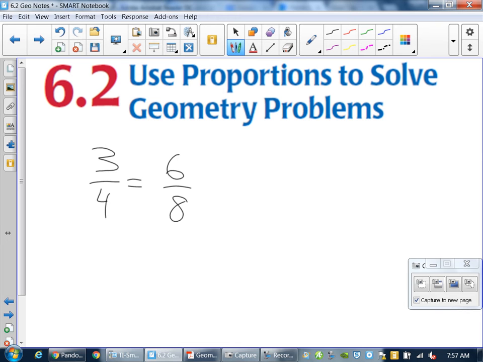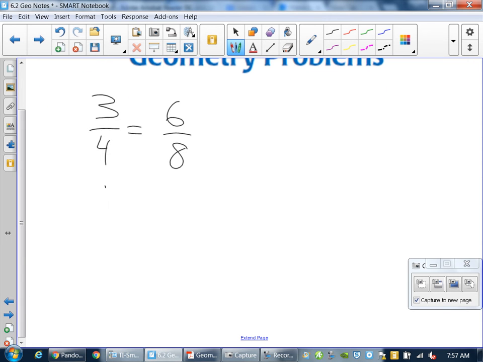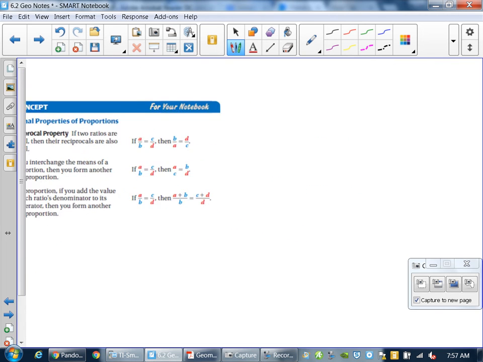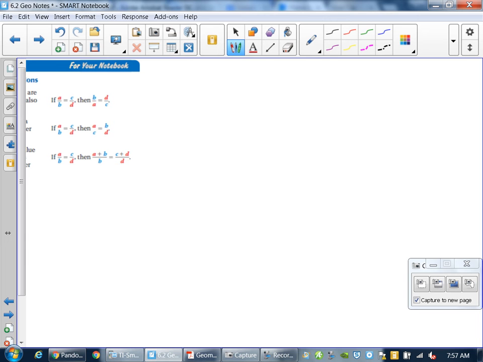So there's a whole bunch of little properties within these things. One thing that you can do is you can flip them. Is that still true? Yes, because 4 times 6 is still 3 times 8. Another thing, well, I might just go through the list. It's even easier. So we had 3/4 is 6/8, which means you can flip them.